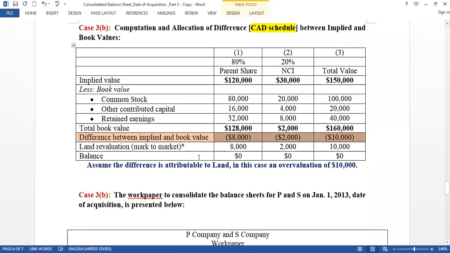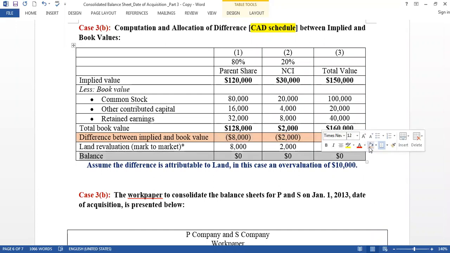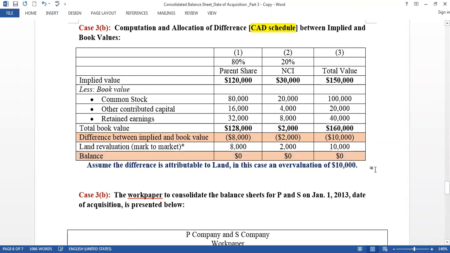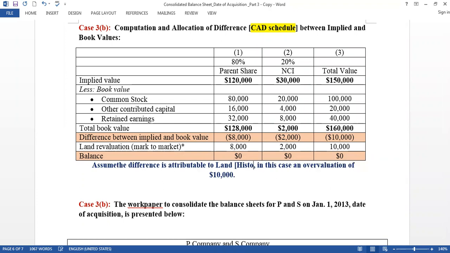Now if you want to make it 0, because we know that the difference should become 0. Why should the difference become 0? Because we are going to allocate this difference to some places. So land, we have historical price. We know the historical price of the land. Now, the question said that the difference is going to be allocated to the land.